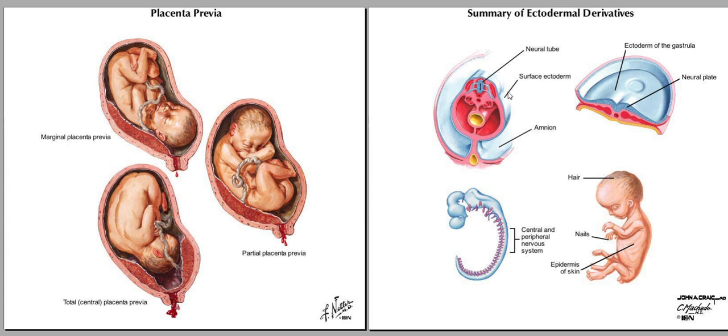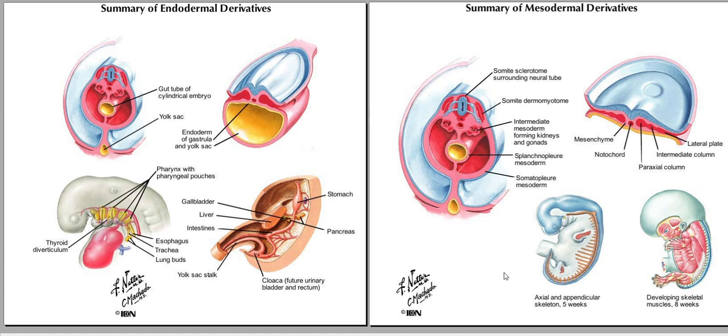So the surface ectoderm of the neural tube, the amnion, buccopharyngeal membrane. The other end is a cloacal membrane. You have your neural plate, the ectoderm of course from gastrulation. That's hair, nails, the epidermis of skin. The central and the peripheral nervous system being formed over here too. And then the gut tube, yolk sac, endoderm, and that's the yolk sac, definitive yolk sac too.